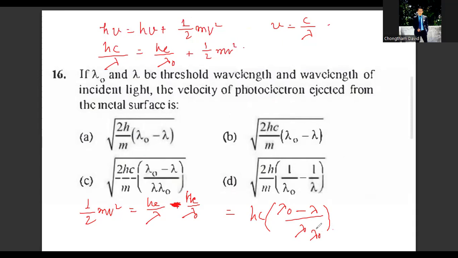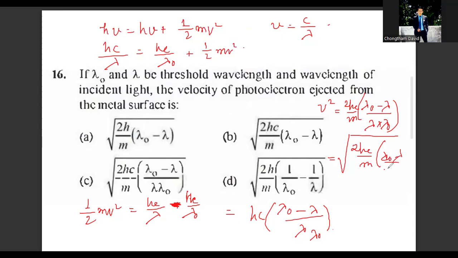So you can easily get the answer by isolating this velocity square. v square will become 2hc by m times lambda naught minus lambda by lambda into lambda naught. From this equation you take the square root, so v becomes the square root of 2hc by m times lambda naught minus lambda by lambda into lambda naught. When you compare this relation, option C would be the answer for this question because it is the same expression.